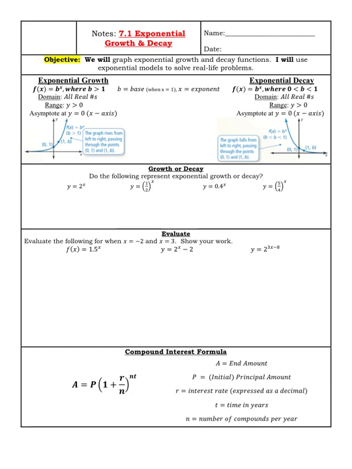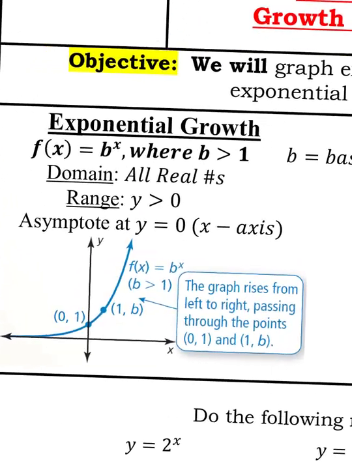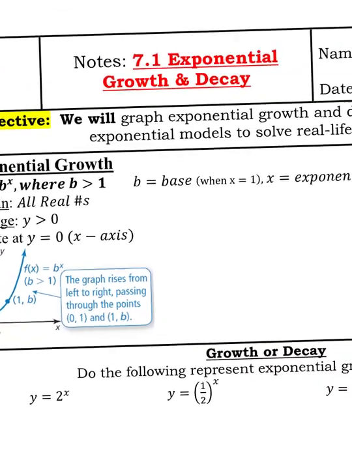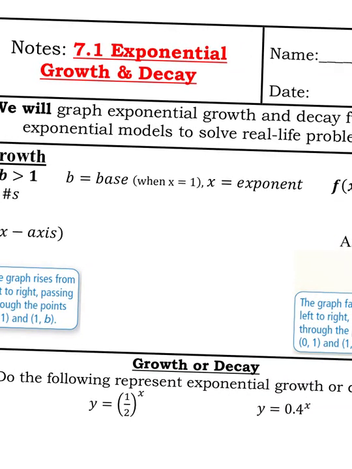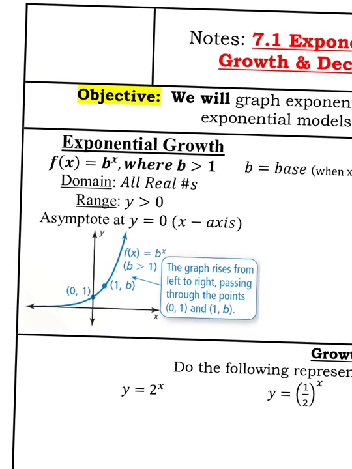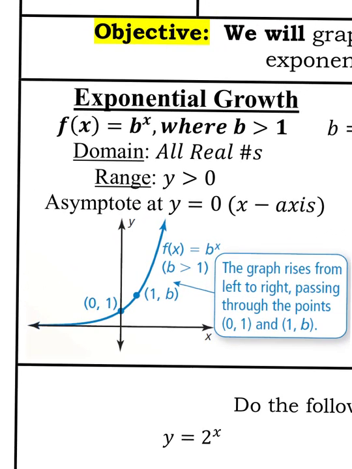Right at the top, I just want to go over, in essence, what exponential growth and decay means. In simplest form, it's written as f of x or y equals b to the power of x. So b stands for your base, and x stands for your exponent. If you're looking at it on the graph, I wrote when x equals 1, because you see how this picture is drawn? It says 1 comma b.